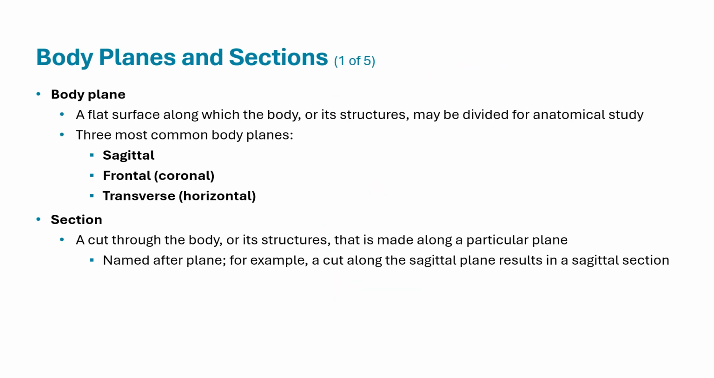Okay, so we're going to move into body planes and sections. So the body plane is a flat surface along which the body or its structures may be divided or anatomically studied. The most common ones are the sagittal, the frontal, and the transverse. So it divides the body or the organ into sections. It's a cut through the body or its structures that is made along a particular plane, which is going to be labeled as these planes. It's named after the plane. For example, a cut along the sagittal plane results in a sagittal section.